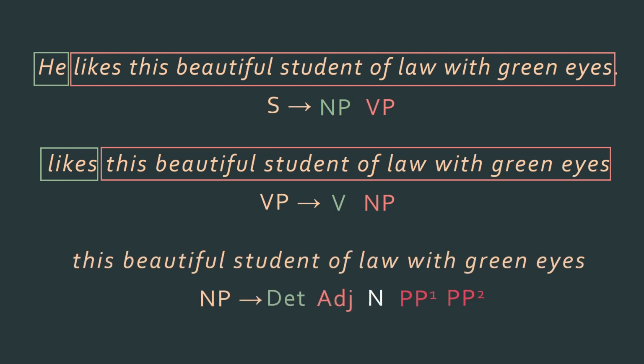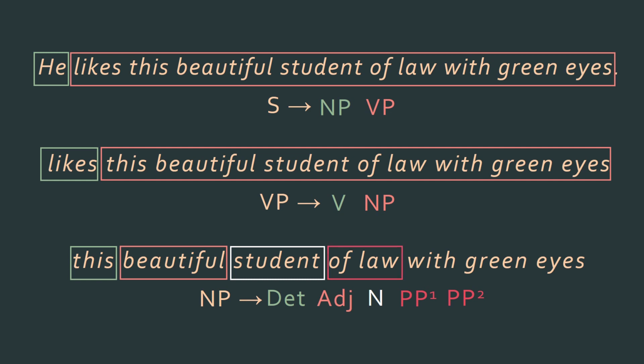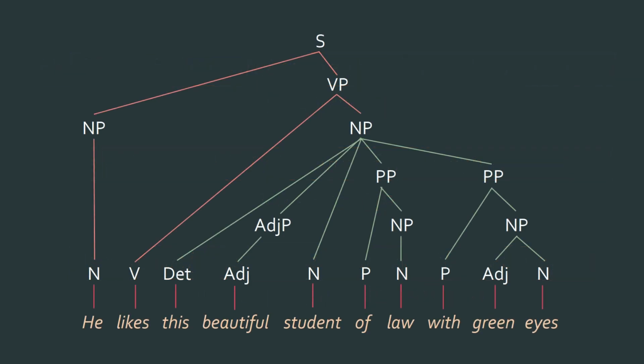Finally, the noun phrase consists of a determiner in the green box, this, an adjective in the pink box, beautiful, a noun in the white box, student, which is the head of the noun phrase, a preposition phrase in the red box, of law, and another preposition phrase, with green eyes. The different constituents of the sentence are shown in this tree diagram.